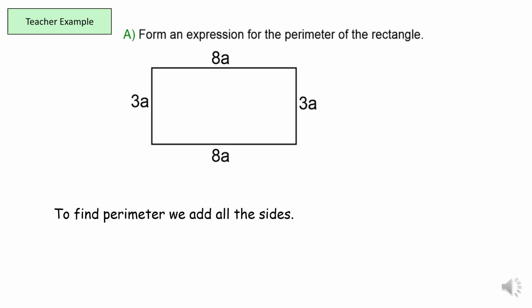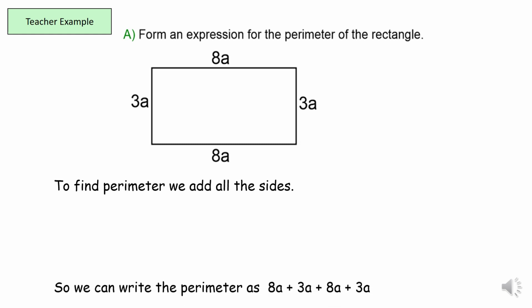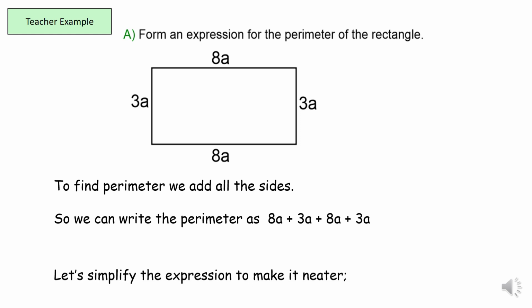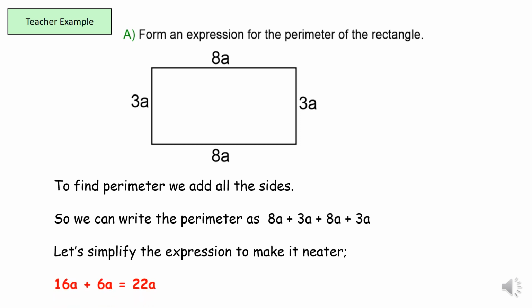We just add all the sides together, and we can write this as 8a plus 3a plus 8a plus 3a. And if you add all those a's together, just like when you were collecting like terms 2 to 3 weeks ago in that lesson at the very beginning of algebra, we should have got 22a. That should have been the expression for the perimeter of this rectangle.